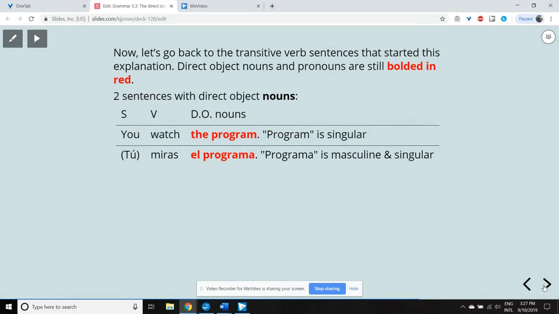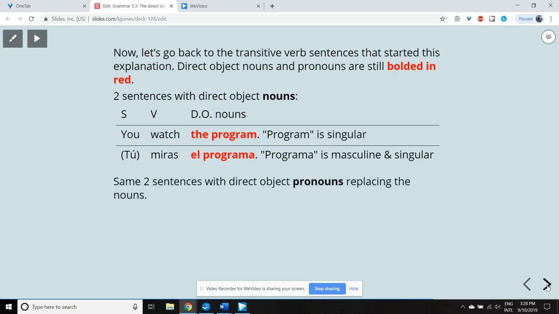Let's go back then to the transitive verb sentences that started this explanation, right? And we have direct object nouns and pronouns still bolded in red. So again, we're going to notice that when we have a direct object noun, the word order in Spanish and English is the same. Subject, verb, direct object noun, right? So subject, you, verb, watch, direct object noun, program. Subject, tú, verb, miras, direct object noun phrase, el programa. So program is singular, programa is masculine and singular.